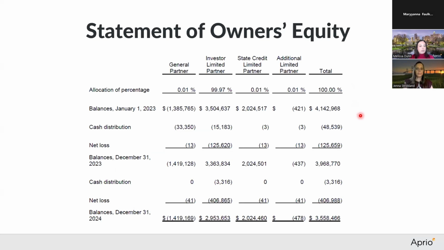So typically what I look for in the statement of owner's equity is the limited partners' balances. Typically those should be shown as positive, which shows that the contributions they've made from inception exceed the losses that they've taken cumulatively.